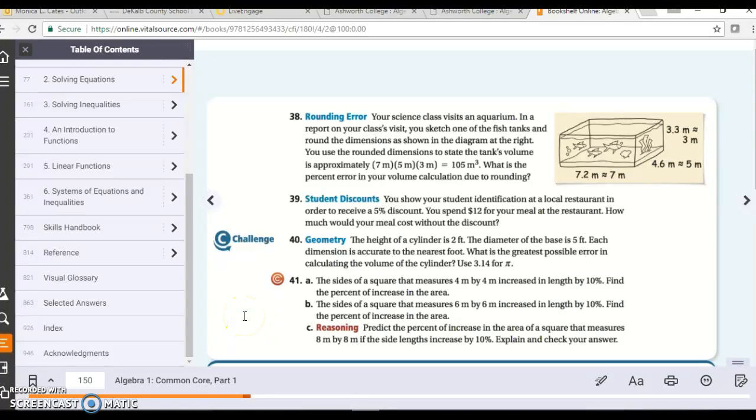Hello, we're looking at problem 41 on page 150. It says the size of a square that measures 4 meters by 4 meters increases in length by 10%. Find the percent increase in the area. Okay, so let's write this down.